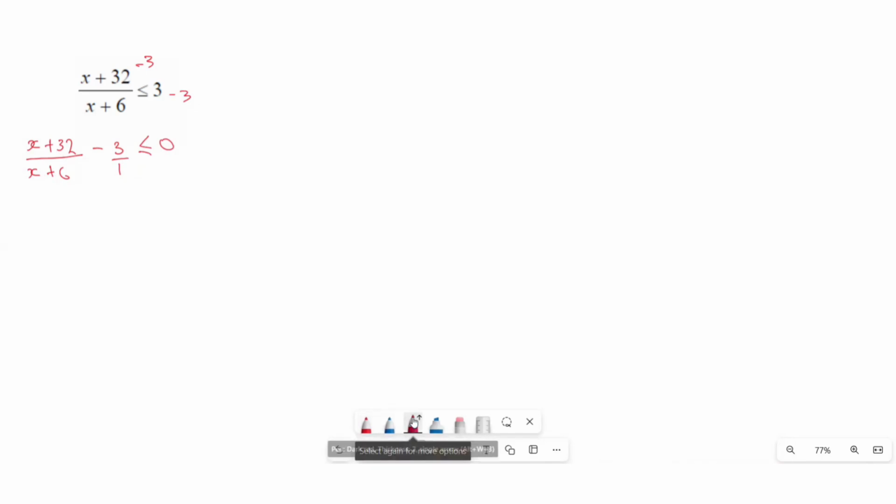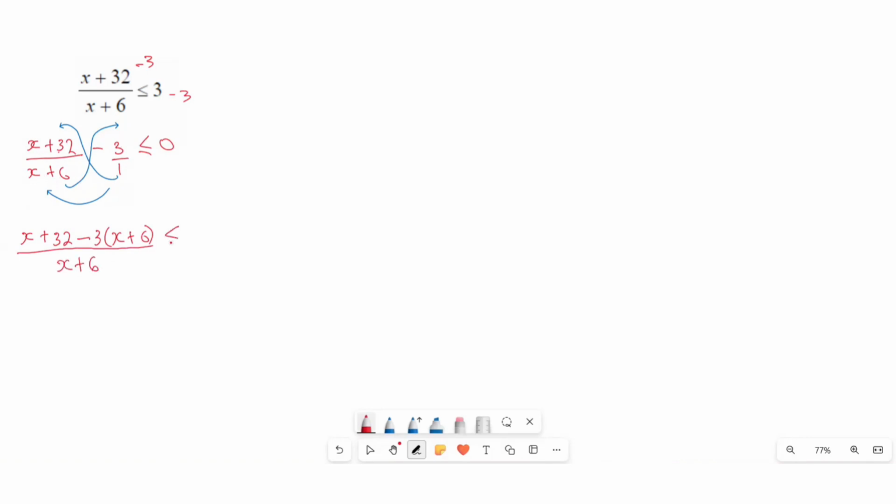In order to make this a single fraction, I'm just going to do a quick cross multiplication. I'm going to multiply the 1 times (x + 32) and the negative 3 times (x + 6). So 1 times (x + 32) will still give us x + 32, and then a negative 3 times the (x + 6) from the bottom, right? This is all going to be over 1 times (x + 6), so this is over x + 6.